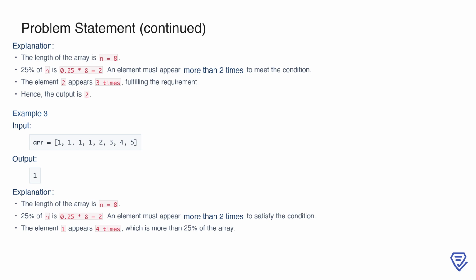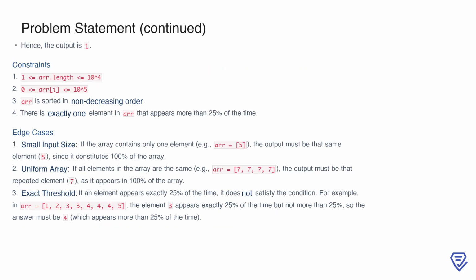Another example is ARR equals 1, 1, 1, 1, 2, 3, 4, 5. With a length of n equals 8, the 25% threshold remains 2. In this array, the element 1 appears 4 times, which is greater than the threshold. So, the output is 1. To summarize, the output for the last example is 1 because it appears 4 times, exceeding the 25% threshold.